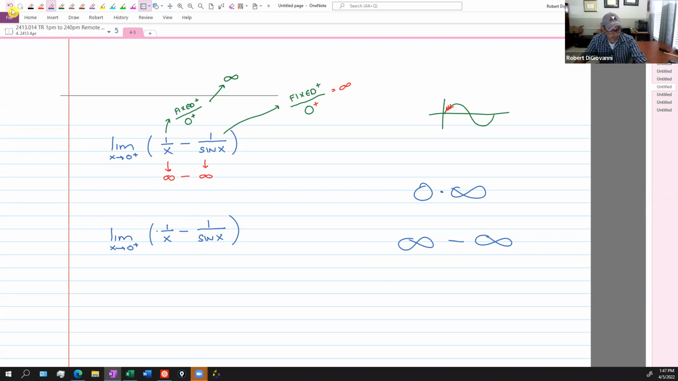I'll do a different color. So I'm going to multiply this by sine x over sine x, and over here multiply by x over x. If I do that and put those together, I'll get the limit as x goes to 0 from the right of, let's see, my numerator on my first fraction is sine x, and then I can subtract the numerator on the second fraction, which is x, and put that all over the new common denominator, which is x times sine x.